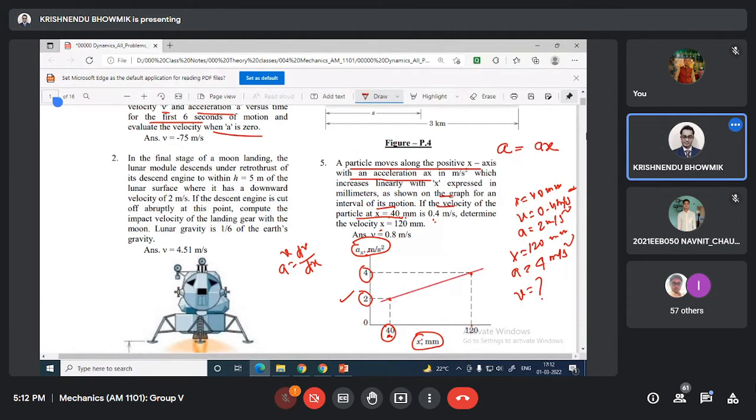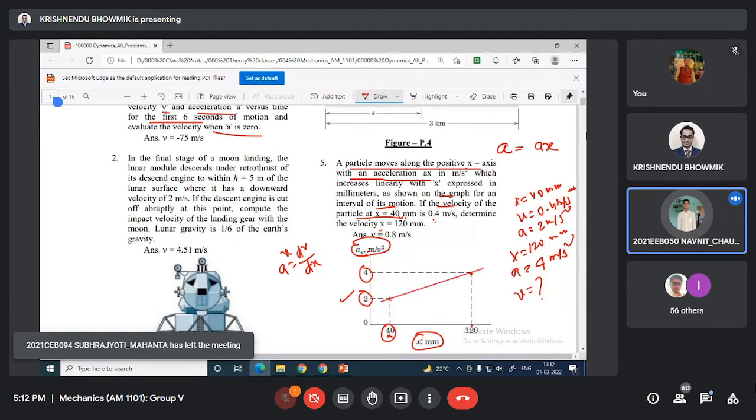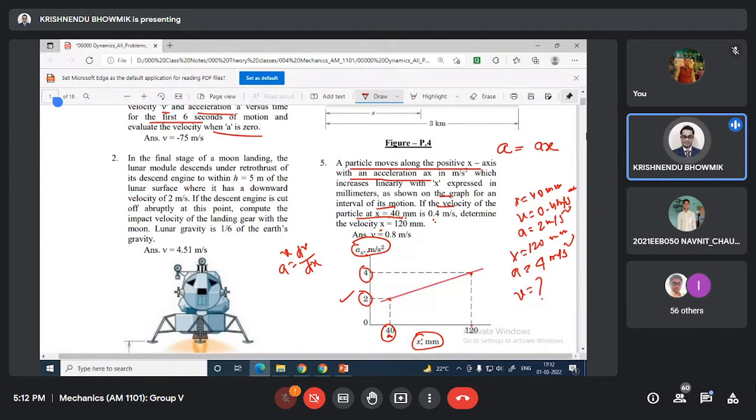Then by integrating, sir, and putting the limit, we can find. Okay, but acceleration is not constant. It is varying. Velocity is varying. Acceleration is also varying. Acceleration is varying linearly with x.